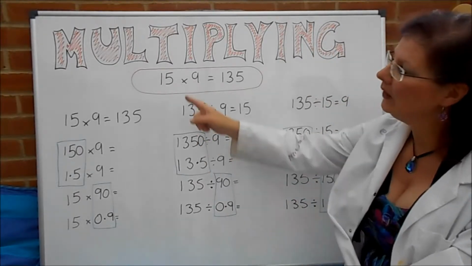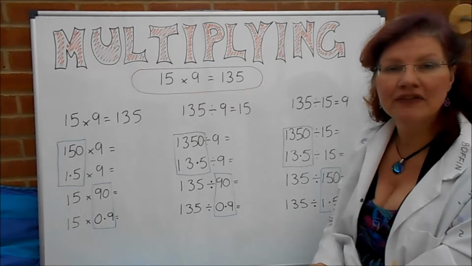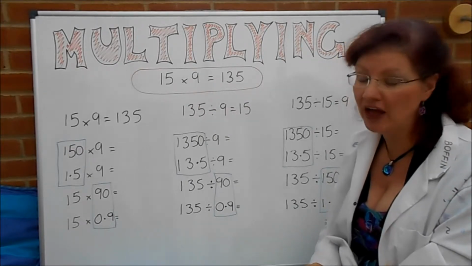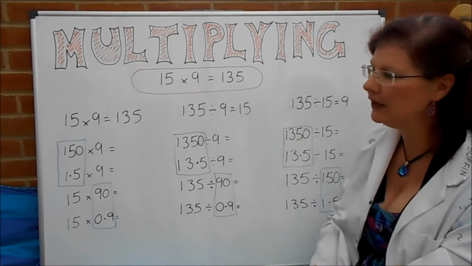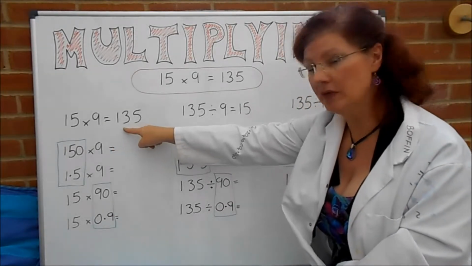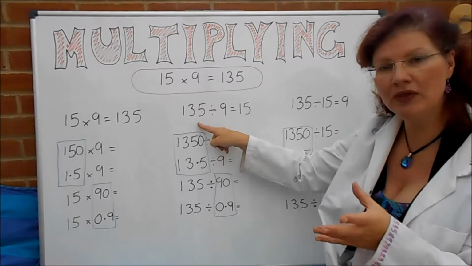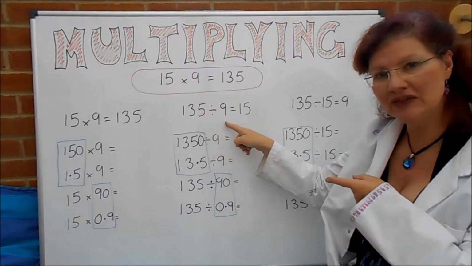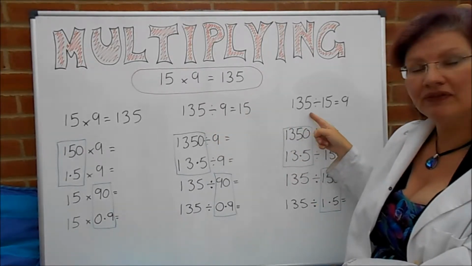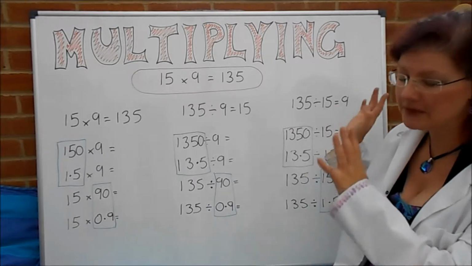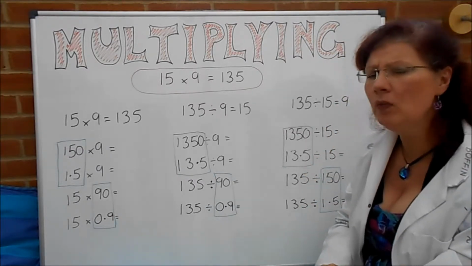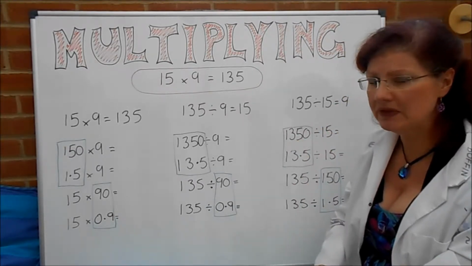So what I've done, I've started off with the multiply fact 15 times 9 is 135. That's pretty easy, I'm going to give you that. And I've written it out here as a multiply, and then I've swapped the numbers around to make it into a divide. 135 divided by 9 is 15, and 135 divided by 15 is 9. That's pretty easy. But then what we've done is we've fiddled around with the numbers a little bit.